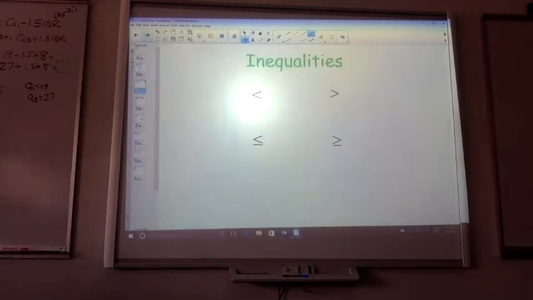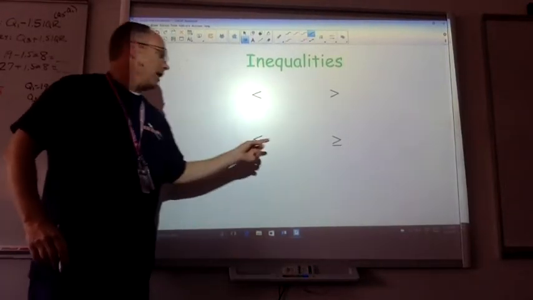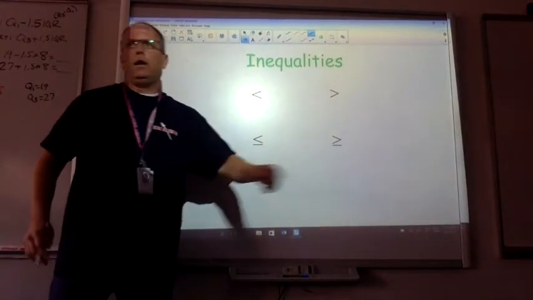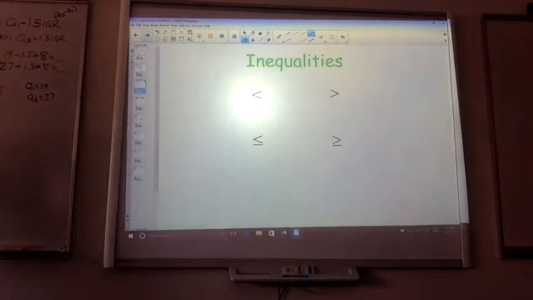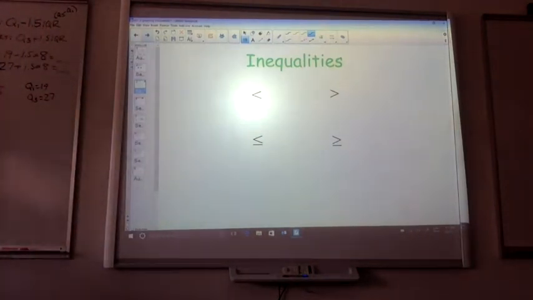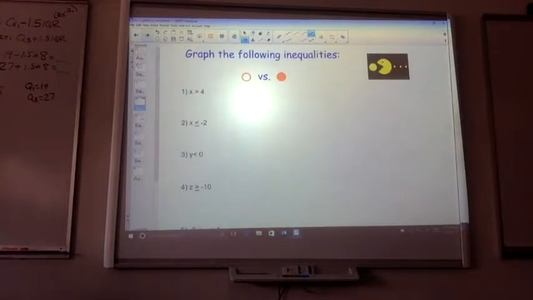to do. All right, so inequalities. You have less than, greater than. Less than and equal to, greater than and equal to. Sound okay so far? Pretty simple. All right, so graph the following inequalities.